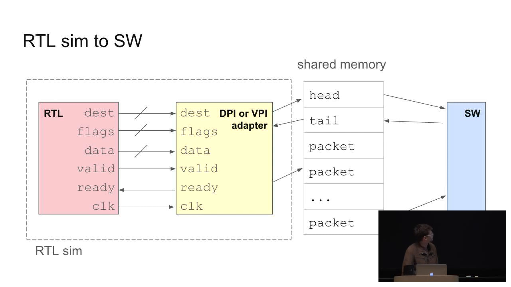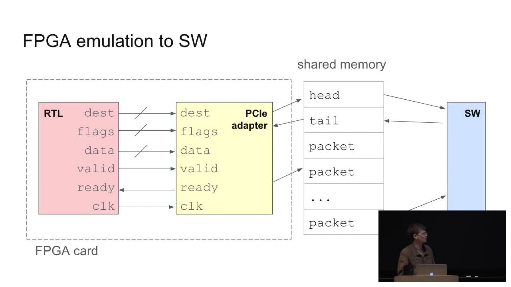So, kind of surprisingly, if we want to run this RTL on an FPGA instead of simulating it, the situation looks, at least conceptually, almost exactly the same. We instantiate a module in the RTL that has a ready valid interface on one side, and then instead of VPI or DPI, through PCIe it is able to read and write packets into a shared memory queue.